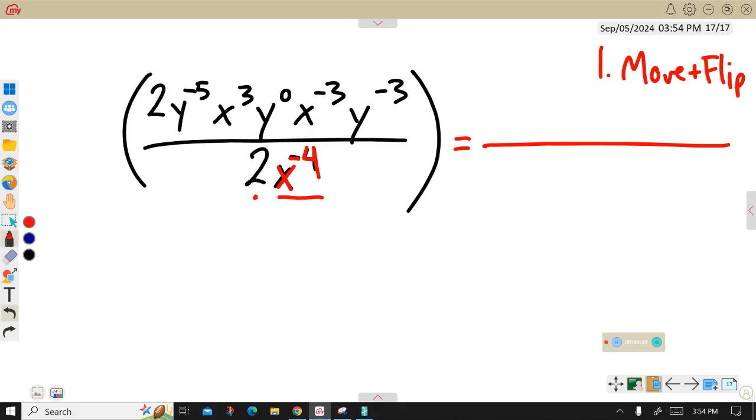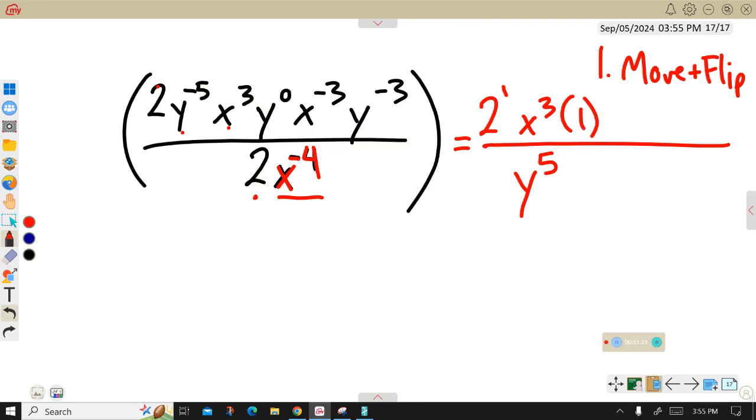Here we go. I can start at the top, so we can talk about it. So 2, that's a positive 2, and it has an invisible exponent of 1, so it's going to stay where it is. Now we look at the y to the negative 5th. That's a negative, so it has to move to the other side of the fraction. This is an x cubed, that's positive, so it can stay. That's a y to the power of 0, so that's really just times 1.